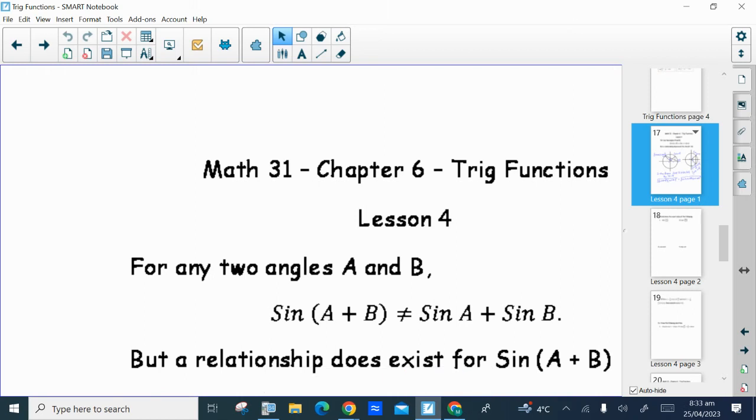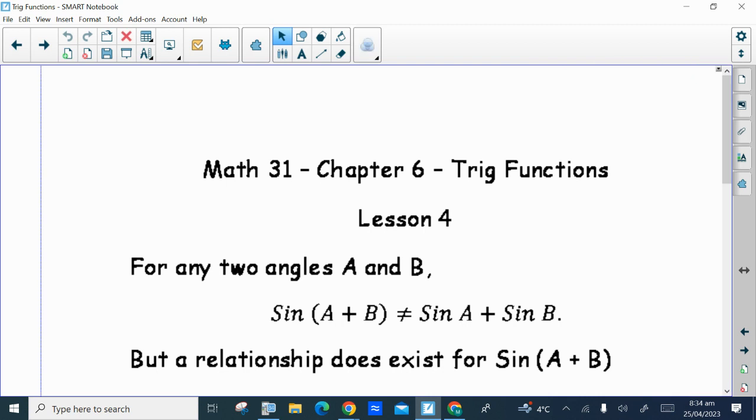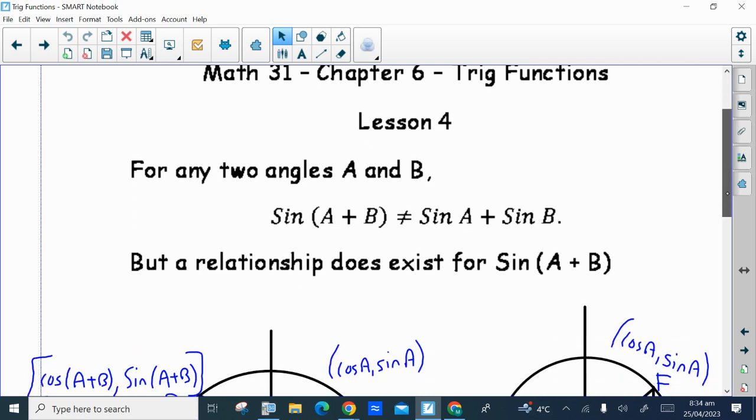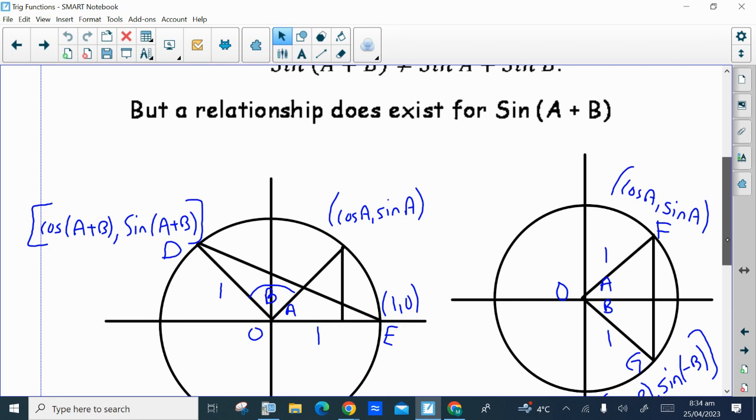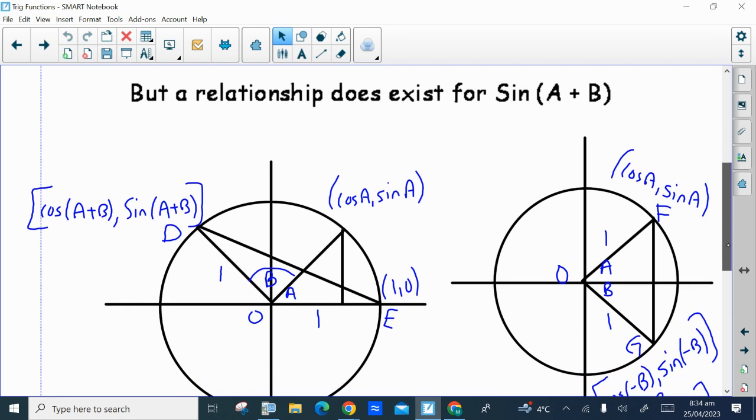So in 30-1, you learned about the sum and difference identities for the trig functions sine, cosine, and tangent. We saw that the sine of A plus B does not equal sine A plus sine B. In 30-1, you saw what that relationship was. Now we're actually going to prove the relationship.